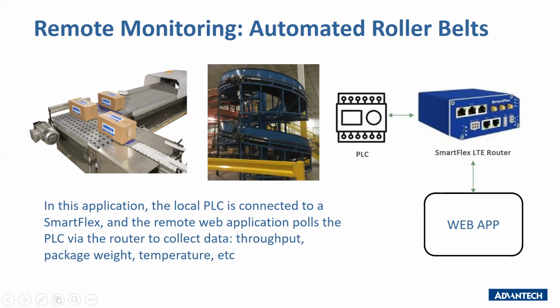Well, these roller belt facilities, they carry different things. So if it's moving loaves of bread, it's got a very different wear and tear cycle and maintenance requirements than if it's moving packages of brake pads or discs or something, right? Drums or whatever. I'm trying to say rotors. So the customer needs to collect information on the throughput, the package weight, the temperature of the bearings, all kinds of different stuff that's collected by the PLC and then accessed by the web app over the SmartFlex, okay?